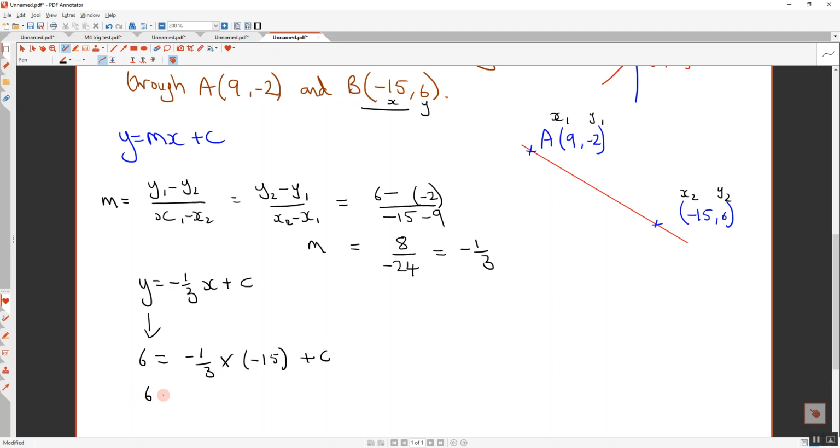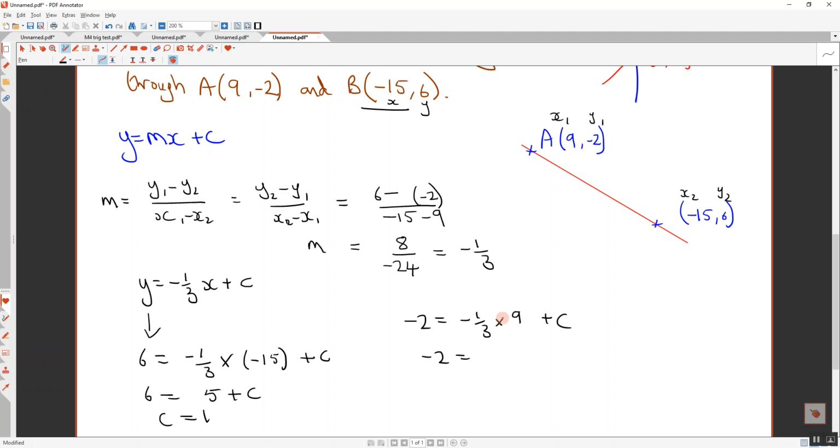So I've got 6 equals, what's -1/3 times -15? 5, good, because it's just the same as 15 divided by 3. Plus c. And so c is equal to? 1. Good. Does it matter if I use the other point? No, you'll get exactly the same answer. I'm just going to quickly do it. So I've got -2 equals -1/3 times 9 plus c. What is 9 times -1/3?